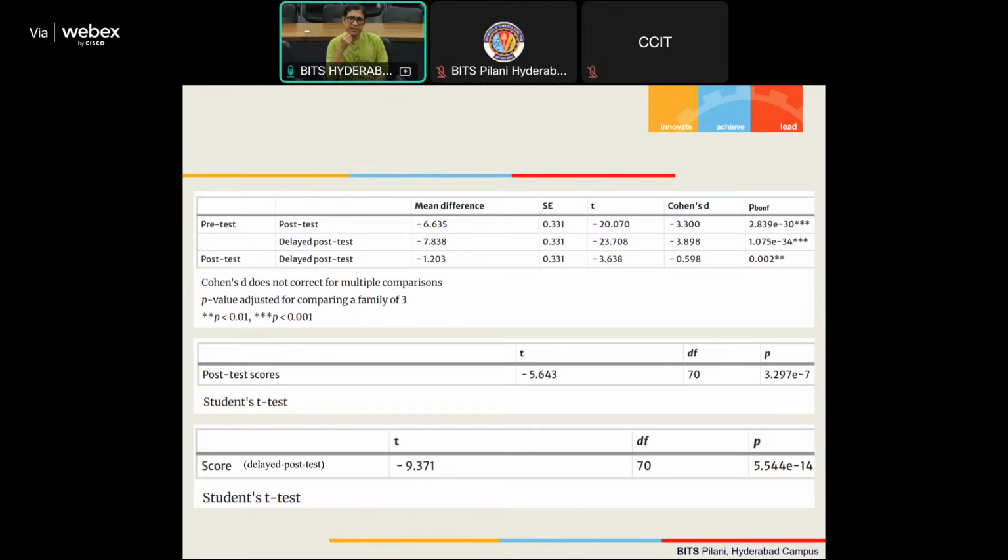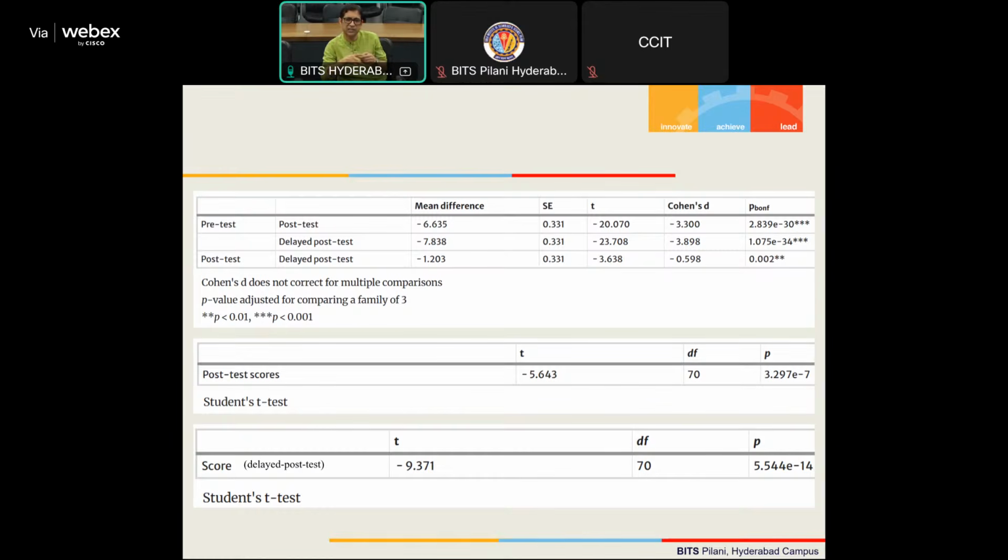Now the test that I'm talking about here tells you the difference between pre-test and post-test, pre-test and delayed post-test, and post-test and delayed post-test. This is after the ANOVA was run. Multiple t-tests sometimes create problems, that's why you run a post hoc test. And I used Bonferroni, which is considered appropriate in applied linguistics. I ran that test, and I saw that there is a significant difference in how people performed across these three tests.